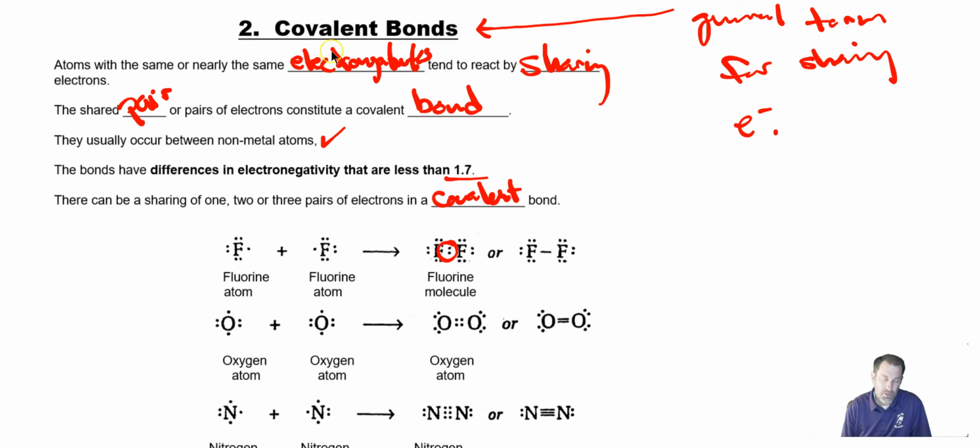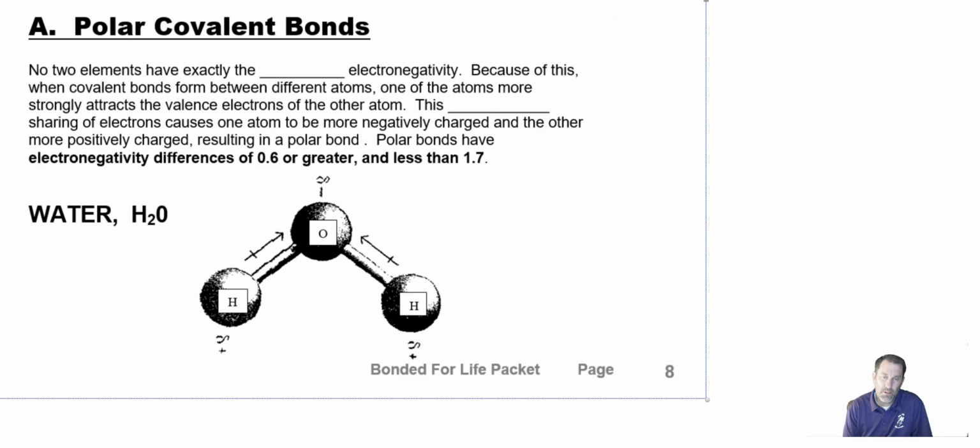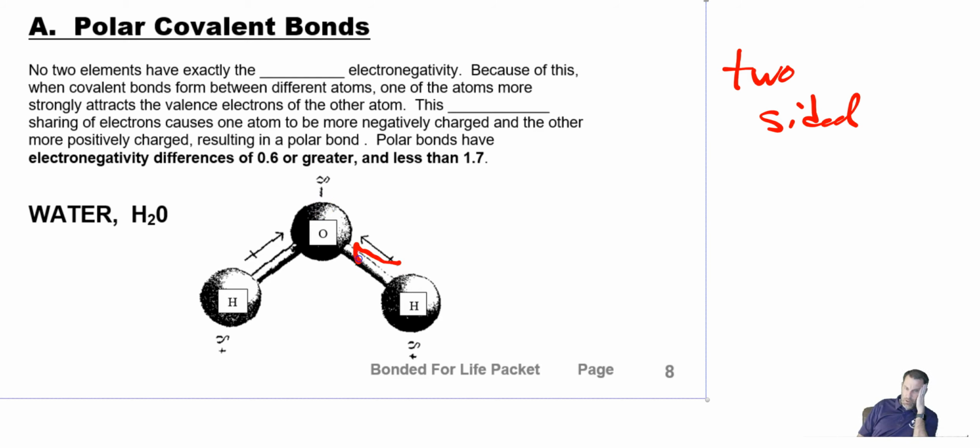Okay, so covalent means we share, but there are two different types. Polar covalent, remember that means it's two-sided. So in this example of water, the electrons move towards the oxygen, making it slightly negative and leaving this slightly positive. If we divide that molecule in half right here, we now have a two-sided molecule. One side's negative, one side's positive. I keep saying atom, I mean molecule.